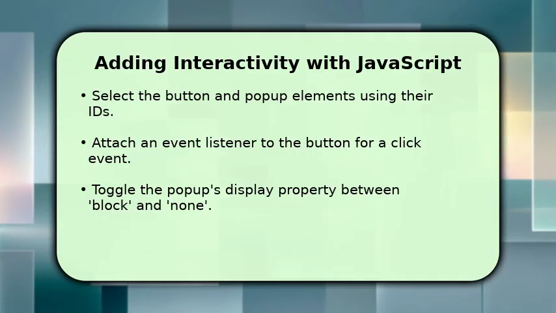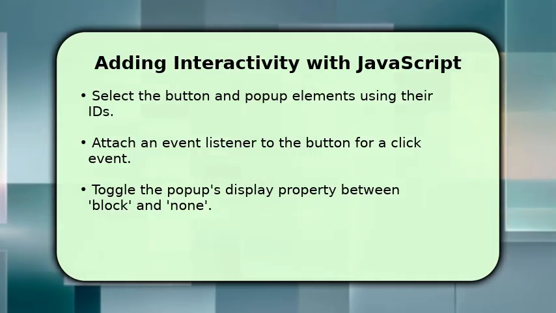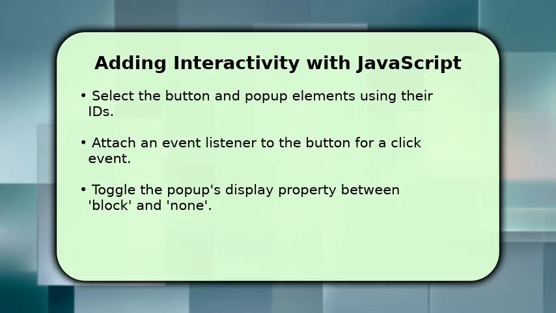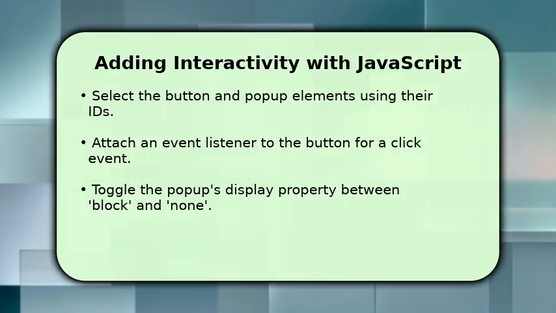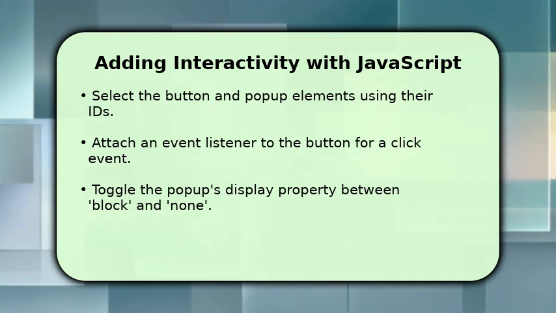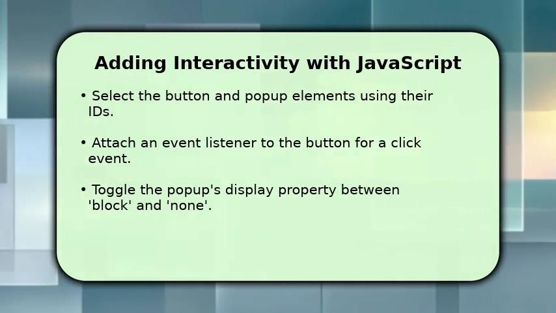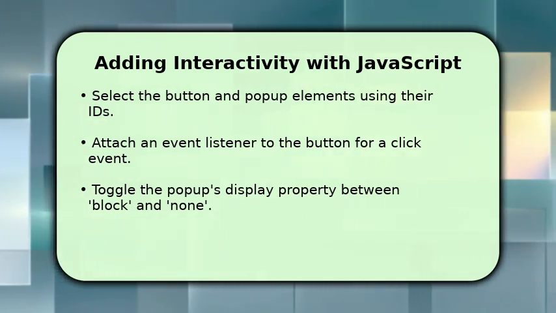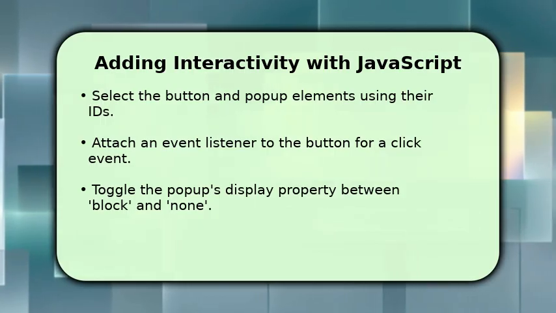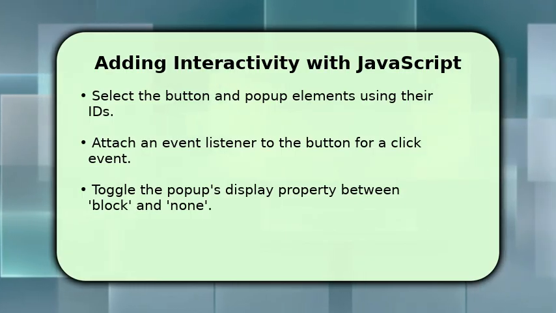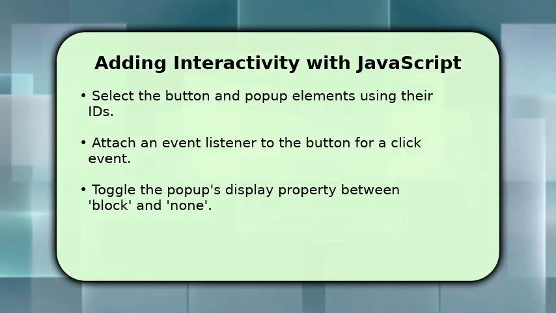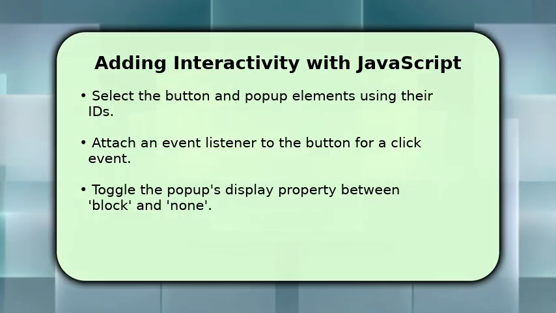Now for the magic. JavaScript brings our pop-up to life. We'll select both the button and the pop-up elements using their unique ID. Then, we attach an event listener to the button, listening for a click. When clicked, the JavaScript will toggle the pop-up's display property, making it visible or hidden. Remember to include a close button inside your pop-up and add an event listener to it as well, allowing users to easily dismiss the pop-up.